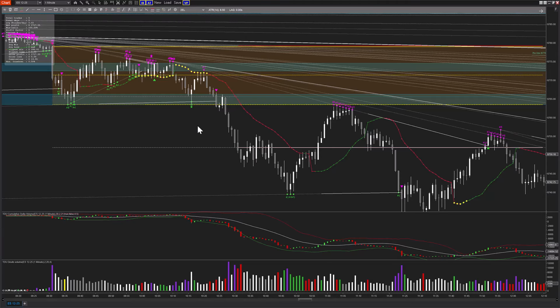But here, this is a particularly good one. So let's go ahead and take that one. So that's a short. We're going to assume the worst possible fill, which would be the close of the bar. We can see where the Gann high low is. We've got plenty of room. There's no trend line support ahead of us here.